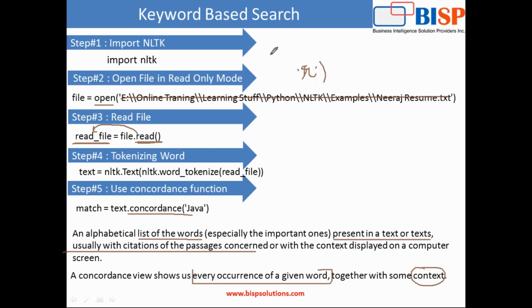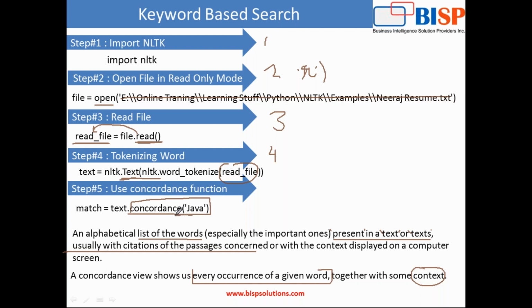The first, second and third steps remain the same for most scenarios where you read a file and apply some NLTK operation on top of it. In the fourth step, we tokenize it. As in the previous example I showed you, tokenization will split your text in this format. We use the word tokenize function from NLTK and pass the read file object. Because this is raw data, it cannot be used for concordance, so we apply the text function on top of that, nltk.Text, and finally we apply the concordance function with a keyword called Java.